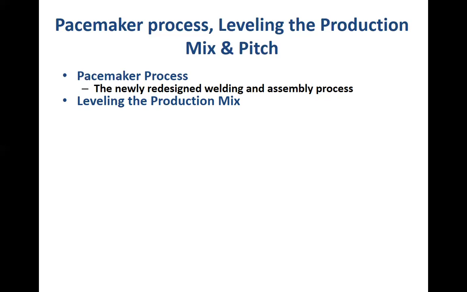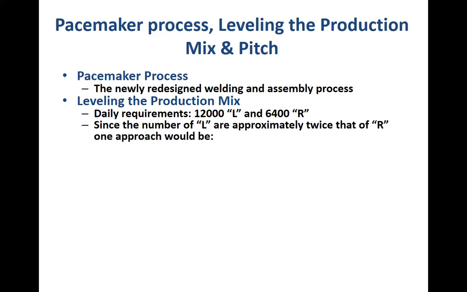So here is the idea of leveling the production mix, which comes into play, and it helps us avoid that batching. So the way we are going to do this is we look at the daily requirements of 12,000 left-hand drive and 6,400 right-hand drive. And we know that the left-hand drives are approximately twice that of right-hand drive. So we could have this one approach, which is we make one right-hand drive followed by two left-hand drive. Then we make again the right-hand drive steel bracket followed by two left-hand drive steel bracket, and so on and so forth for both shifts in a day.